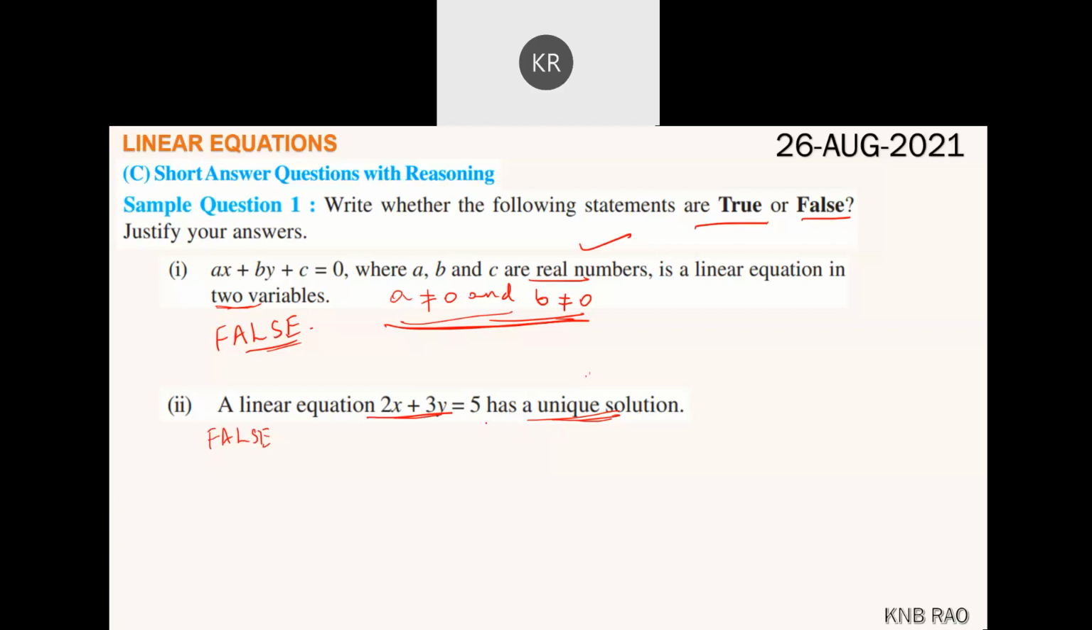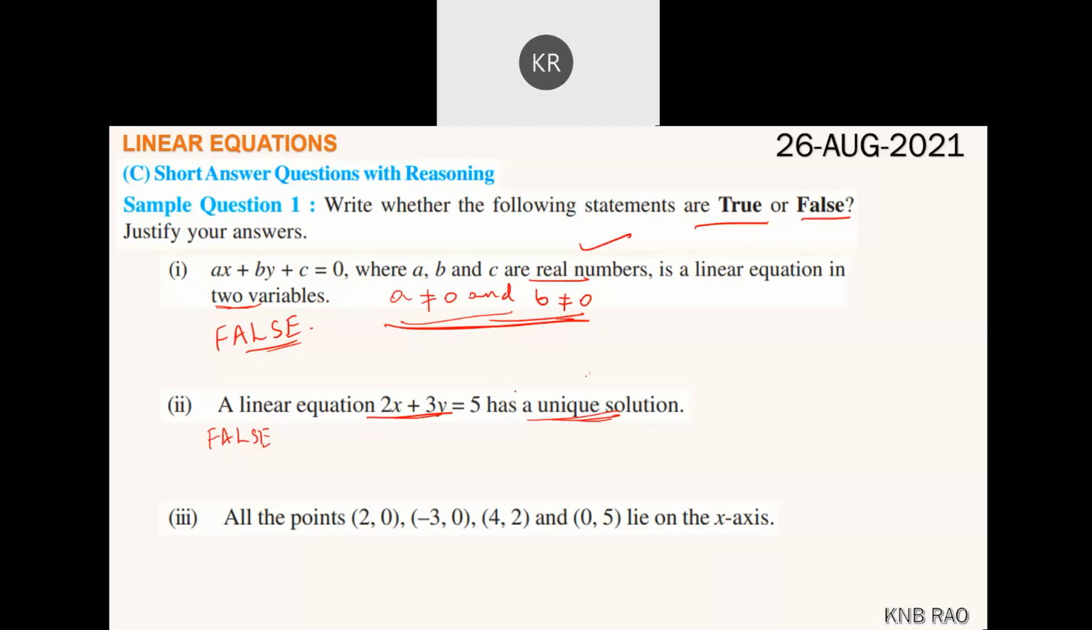Piyush texted. What is the text message? He is asking whether instead of 0, any other number should be there or not, sir. Yes, if they are non-zero numbers, that is enough. A and B should not be zeros at the same time. They can be any numbers.